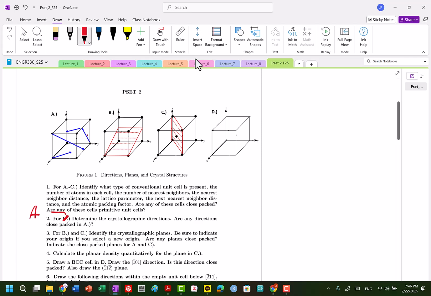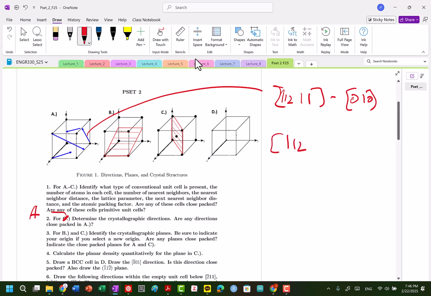A. Crystallographic directions. Let's go. So finish minus start. Finish point would be 1/2, 1, 1. The start would be 1, 0, 1. Actually, excuse me, it's going to be 0, 1, 0. So we're left with 1/2, 0, and 1, which will then become 1, 0, 2.